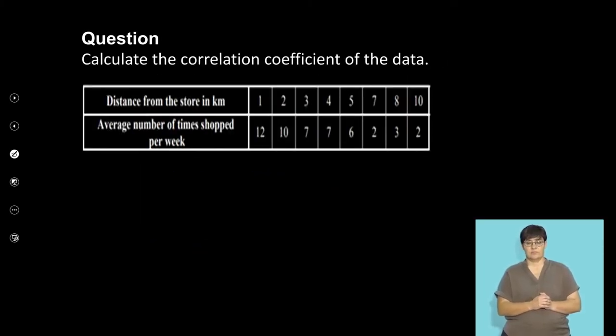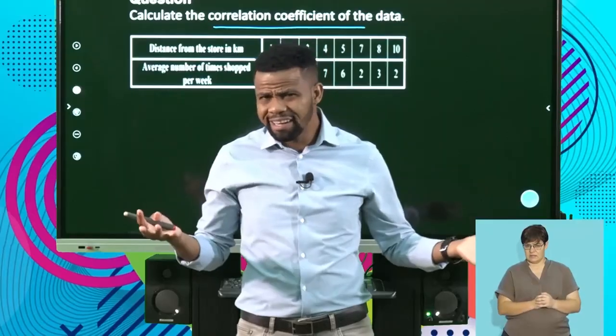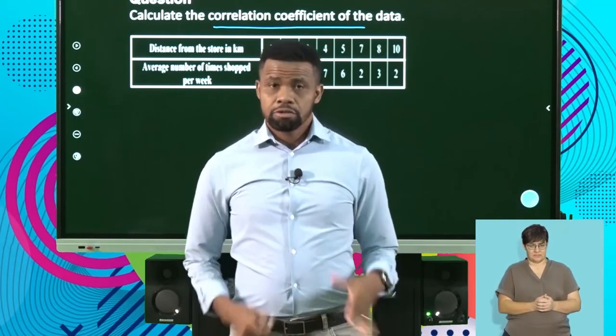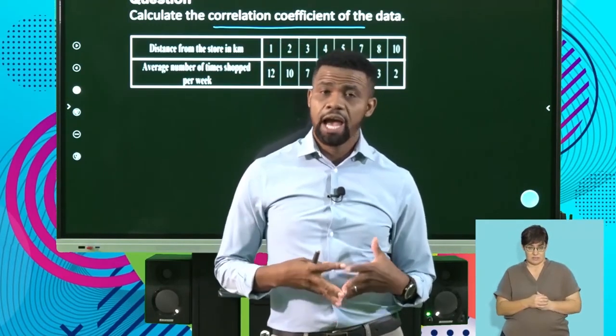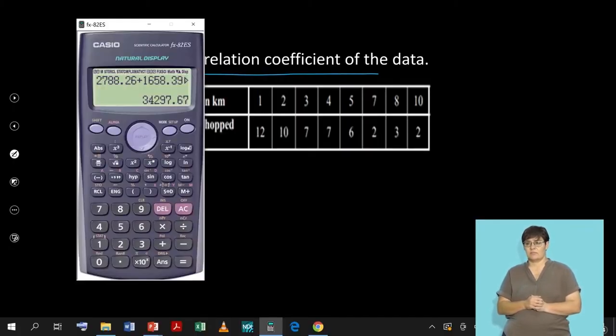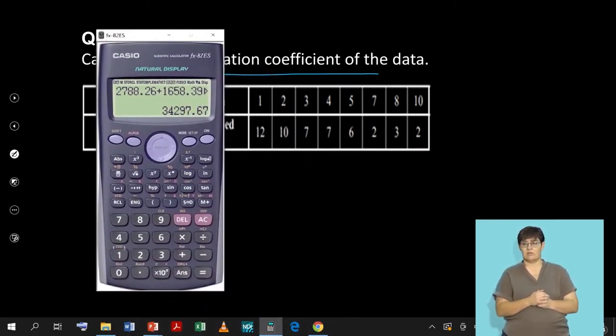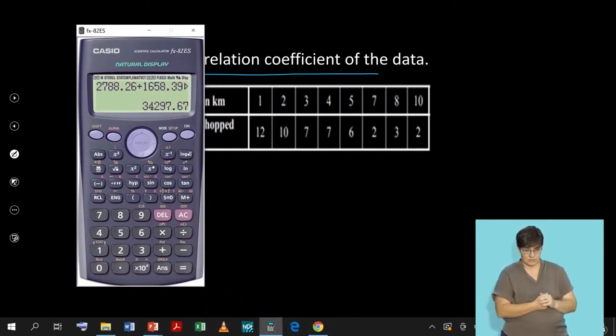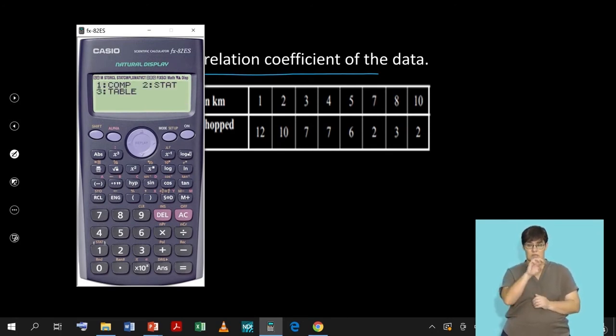Now, calculate the correlation coefficient of the data. You can see that for the first question, there was no need for me to calculate the correlation coefficient, but if I had, that's okay. Now, to calculate it, I have to use my calculator. I have to put the data in first. Let's clear the data. Mode, stats, which is 2. Then I select 2 again, which is A plus BX, the regression.